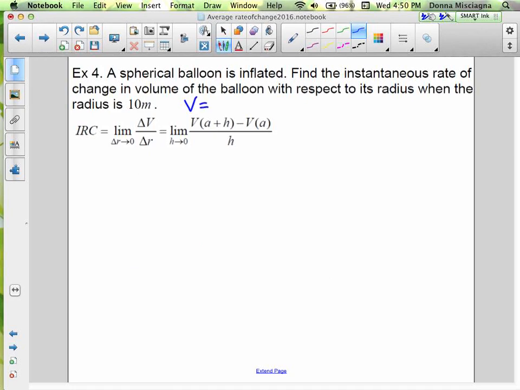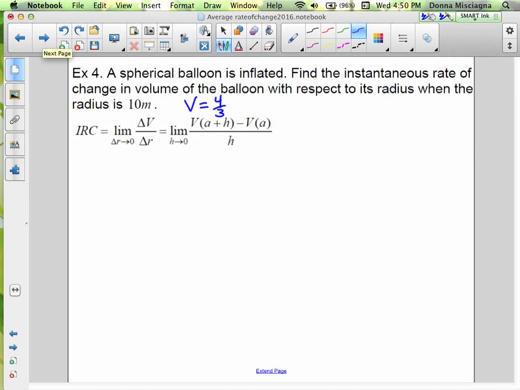So the equation for the volume of a sphere, and by the way, in calculus we have interesting spherical balloons. Not those balloons you're used to seeing, but spherical balloons. They're easier to compute with. All right, so it's a lot easier to work with a spherical balloon than it is some oblong, funny-looking egg-shaped balloon.